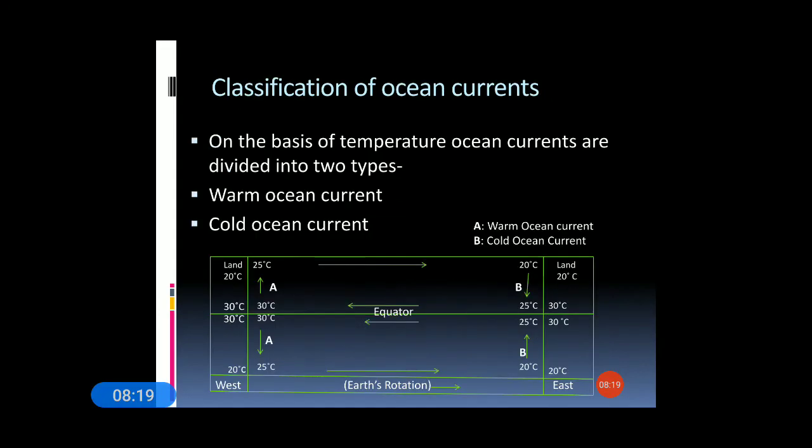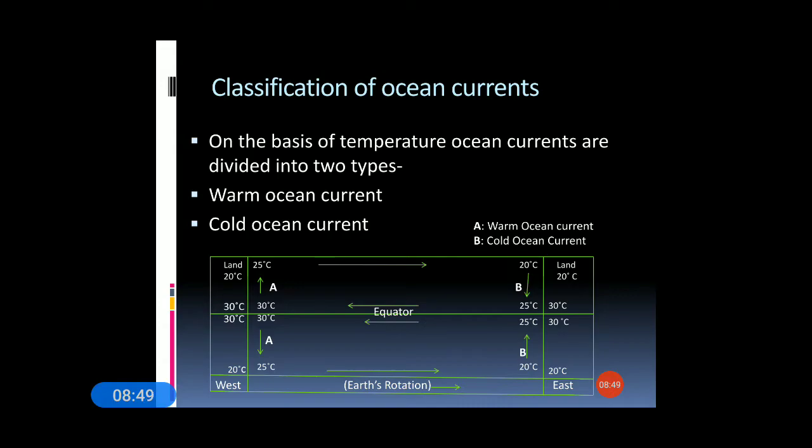Now coming to the next slide, that is classification of ocean currents. Ocean currents are basically classified based on temperature. There are two types of ocean currents: warm ocean currents and cold ocean currents. This classification is based on temperature. Here we have a hypothetical diagram that will help you understand the concept of cold current and warm current.